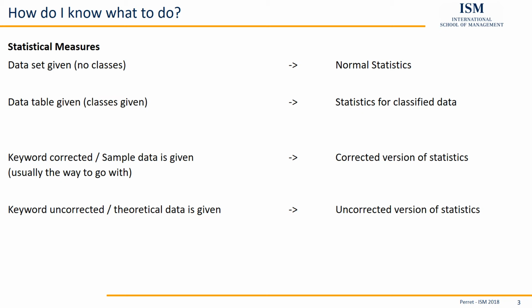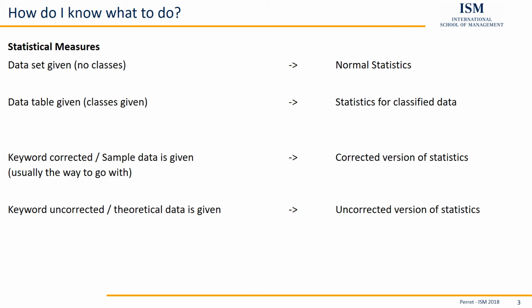So usually the uncorrected version only if you have theoretical data. For example, you want to calculate the variance for a normal 6-sided dice. However, in most practical cases, it's with sample data. So in most cases, even if it's not mentioned specifically, you usually don't go wrong if you use the corrected version of the statistics.